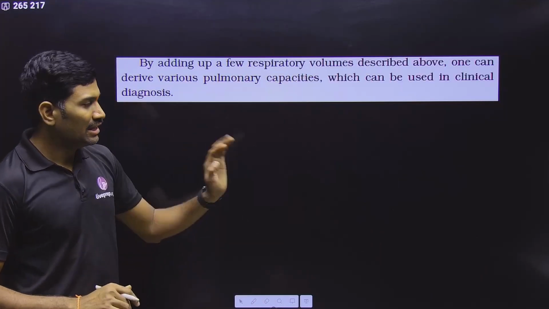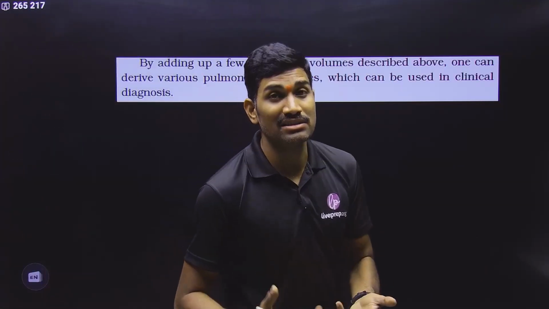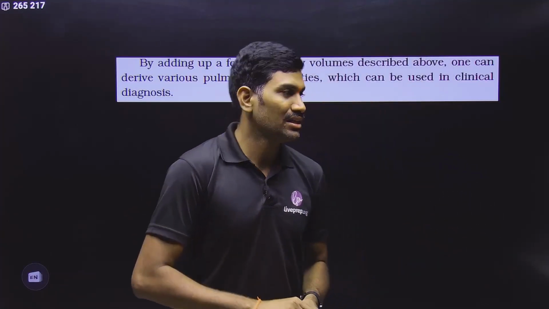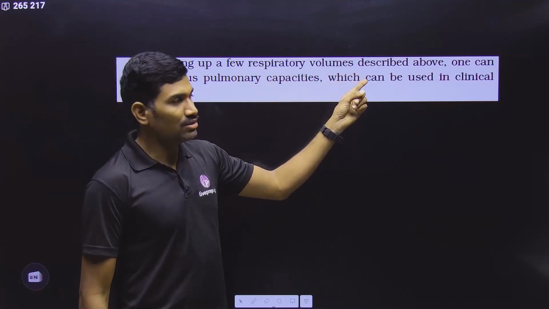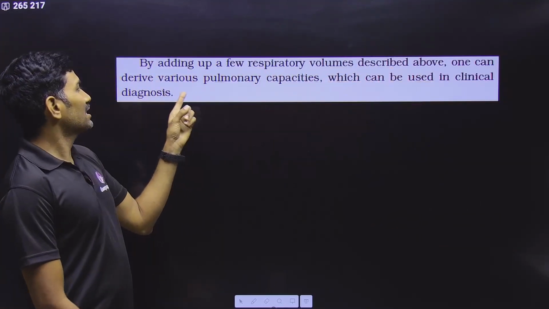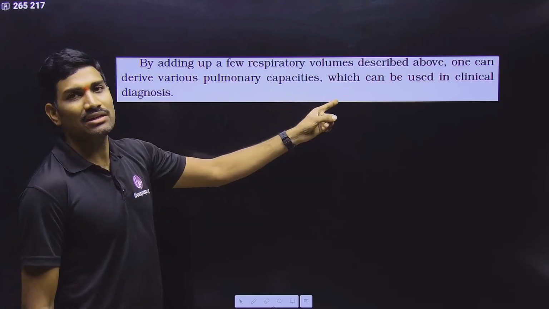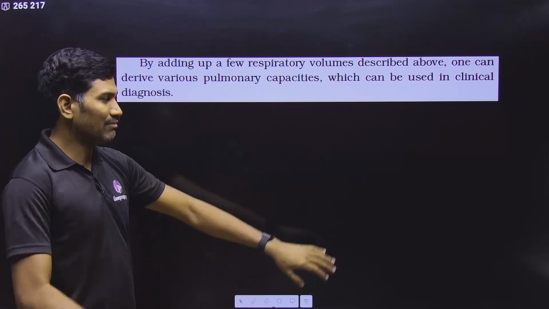These are the things. And now these are all volumes, but now we are talking about capacities. How will you get the capacities? By adding the various volumes. The same thing they said here: by adding a few types of respiratory volumes described above, one can derive various pulmonary capacities. So we can talk about different types of capacities, which can be used in clinical diagnosis. For clinical purposes, they have some significance.